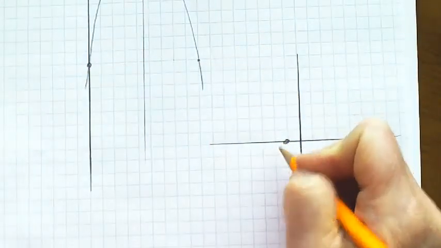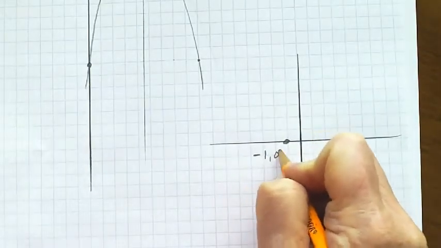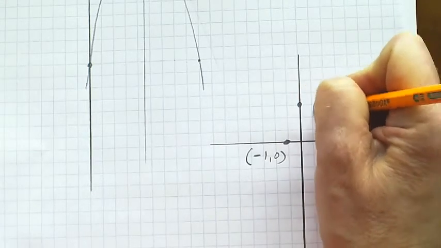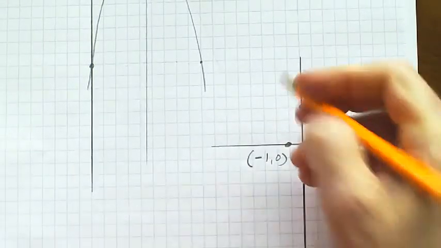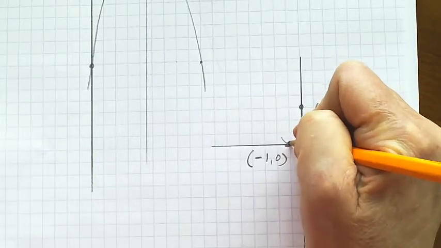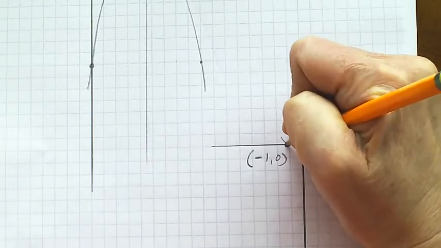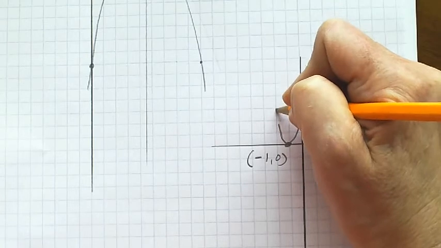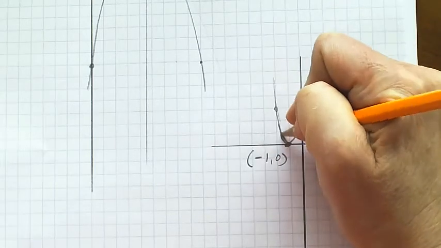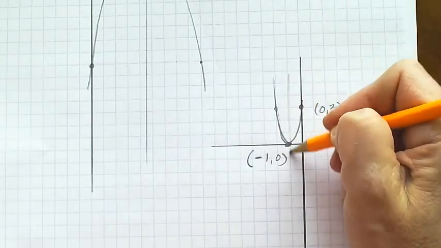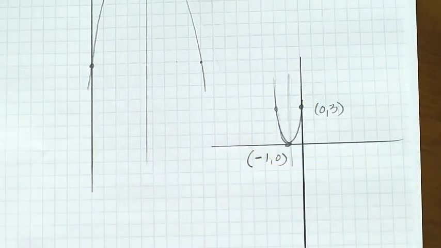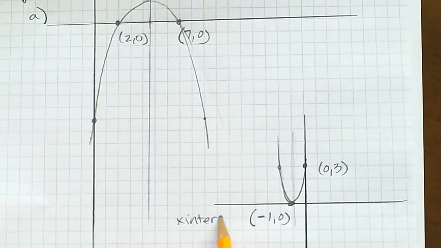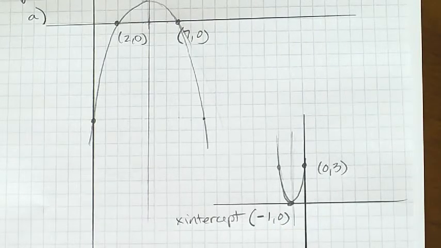Okay, negative 1 is an x-intercept, and the y-intercept is 3. So that means that if that's the only place it's hitting the x-axis, that's the vertex. So I can put that other point over here. I know my line of symmetry is going to be along negative 1. So that's how I'm getting this point right here. Okay, let's go ahead and put the x-intercept next to negative 1, 0.